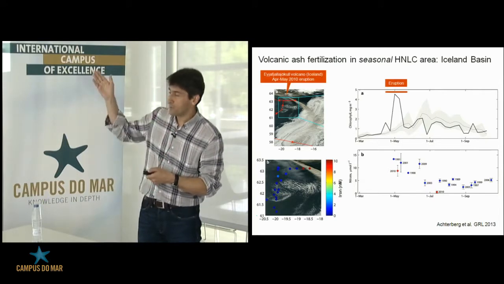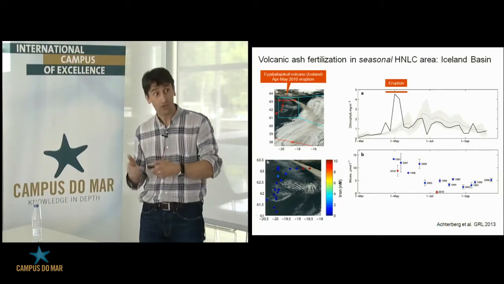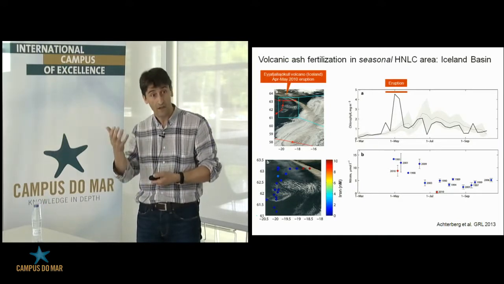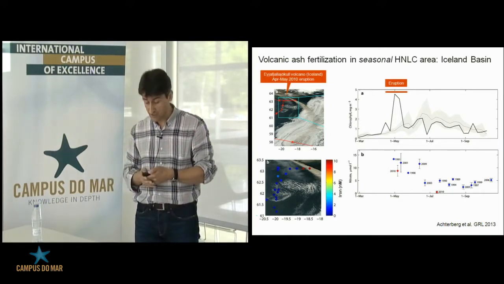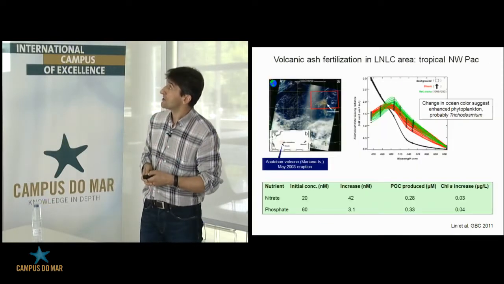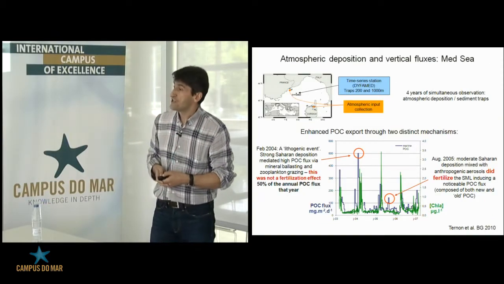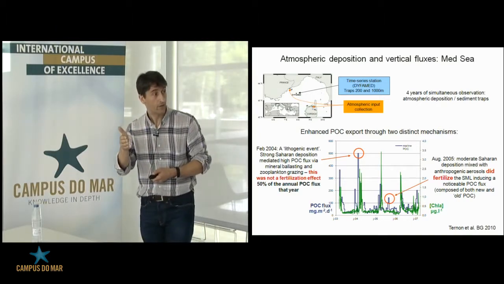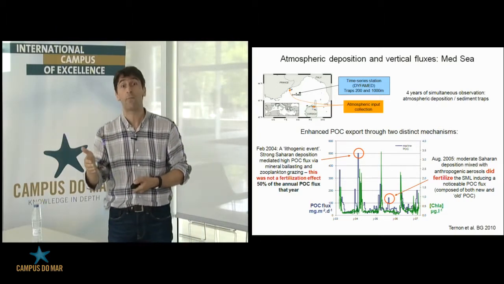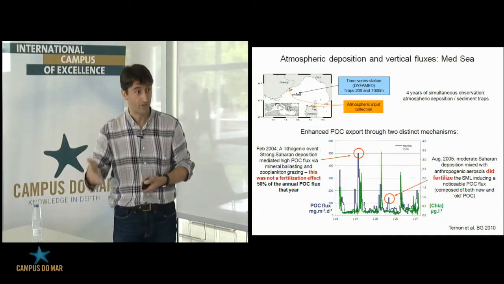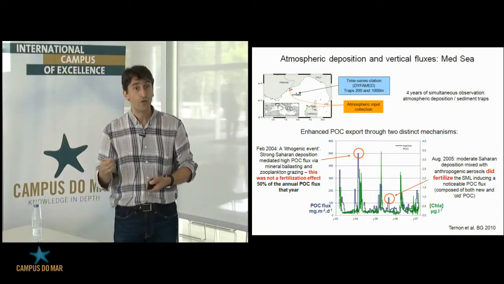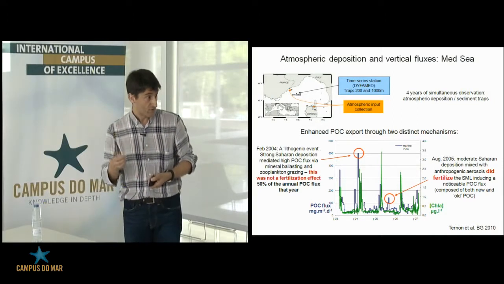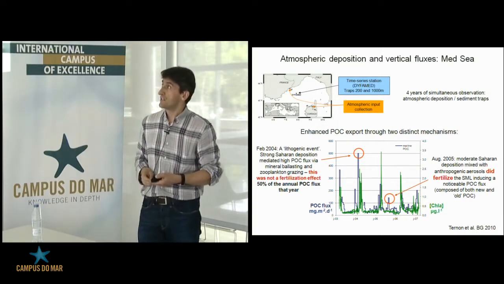And well, I will not be showing this to you, but they also did bottle addition experiments, and they were able to prove that the volcanic ash had this stimulation effect on the biota. And just to conclude, I would like to consider a little bit export, because at the end of the day, the biological pump is about transporting carbon into the interior of the ocean. So we want to know to which extent there is a linkage between atmospheric deposition and vertical fluxes.